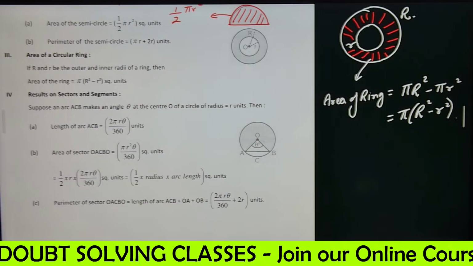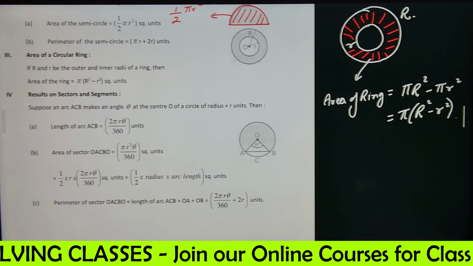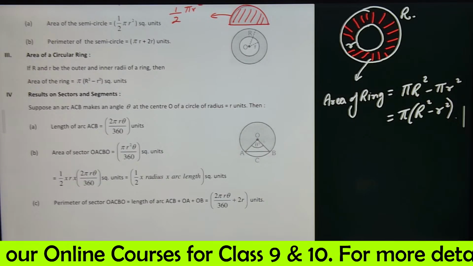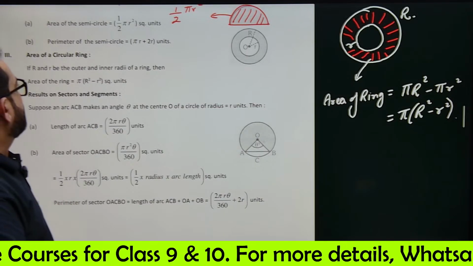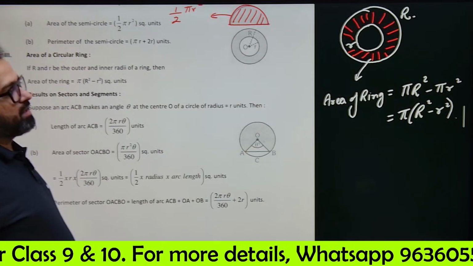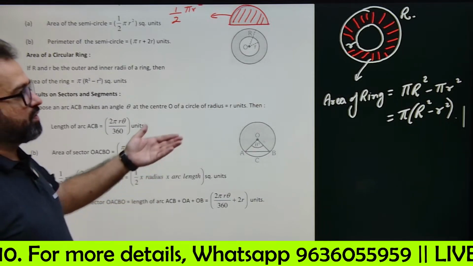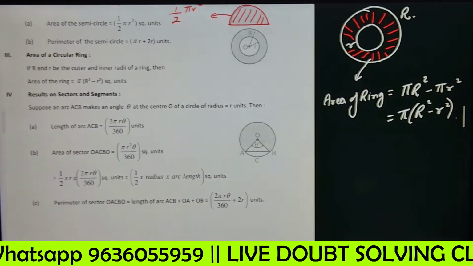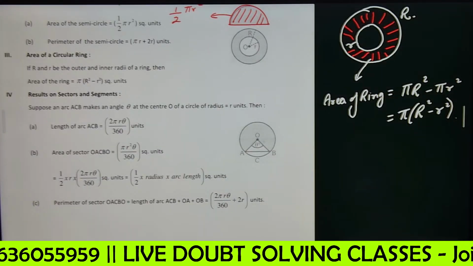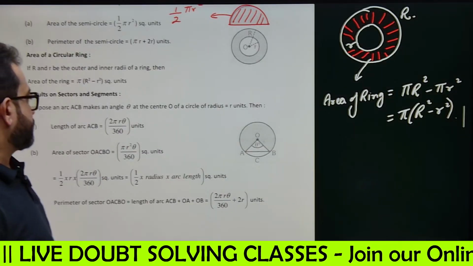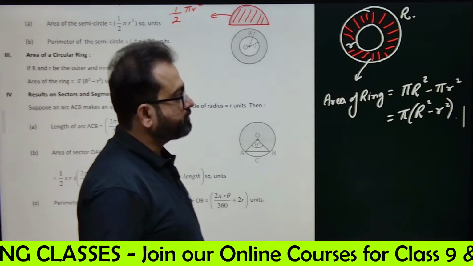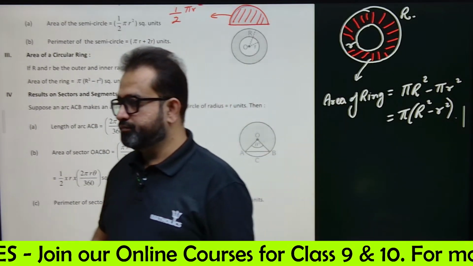So what if it is given with numbers? Obviously, we'll put the numbers. Obviously, capital R and small r will be given. We have to use this formula, right? So numbers will be given. It is understood. Copied.